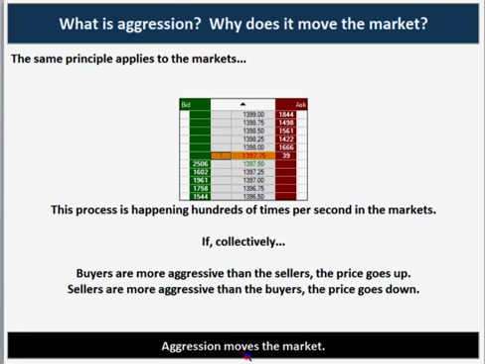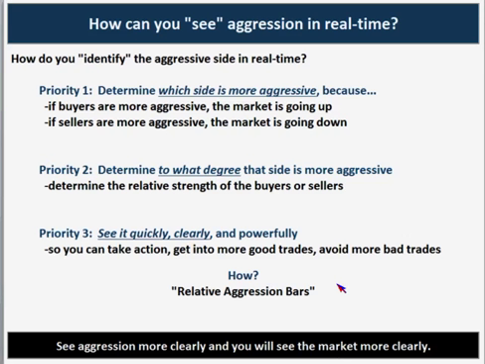Okay? This process literally is happening in the electronic markets of today, hundreds of times per second. And again, if collectively buyers are more aggressive than sellers, price is going to go up, and if collectively sellers are more aggressive than buyers, price is going to go down. So again, aggression moves the market. And so the next question then becomes, how can you see aggression in real time? In other words, how do you identify the aggressive side in real time?